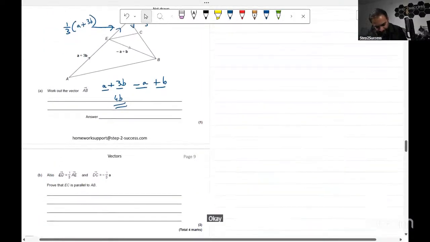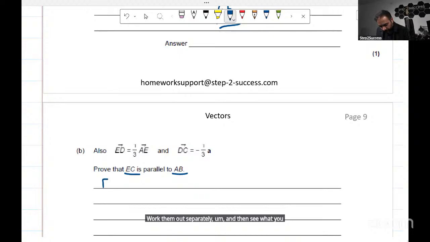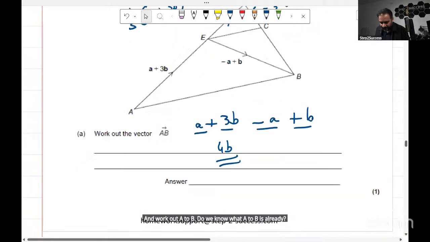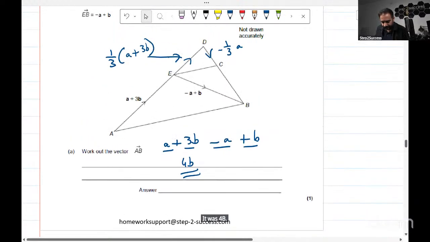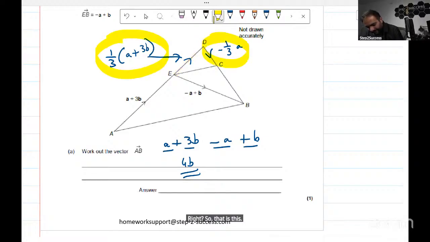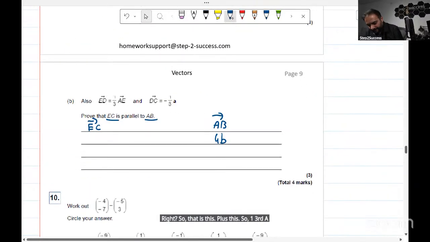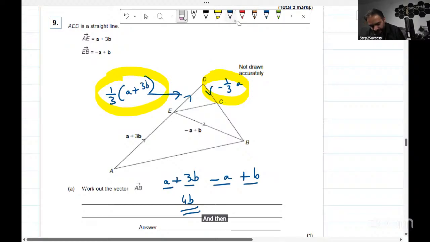Prove that EC is parallel to AB. And remember how we show that they're parallel? You just work them out separately, and then see what you get. So we're going to try and work out E to C and work out A to B. Do we know what A to B is already? A to B, yes, we worked it out in the last question. It was 4B. E to C is this here, and we're just going to go this way, then this way, so that is this plus this. So 1/3 A plus 3B, and then add this on, which is minus 1/3 A.